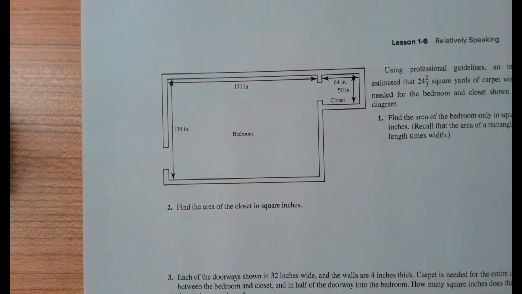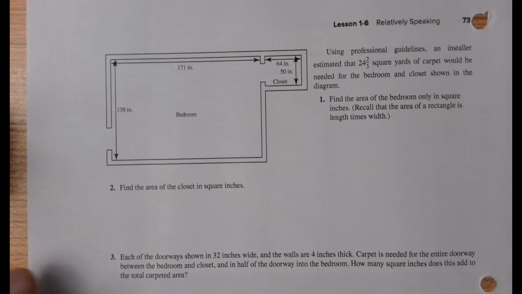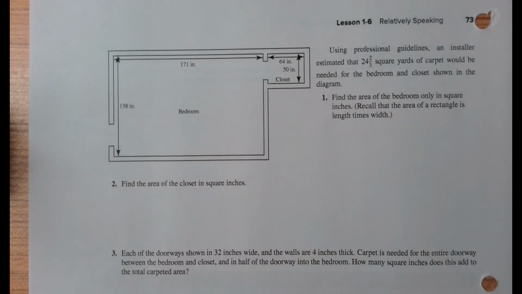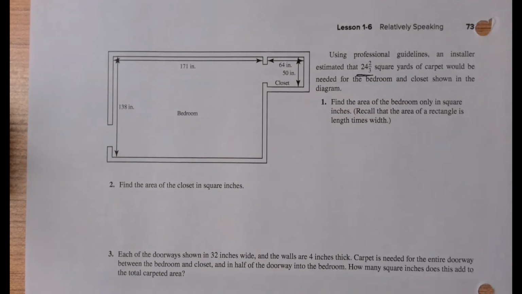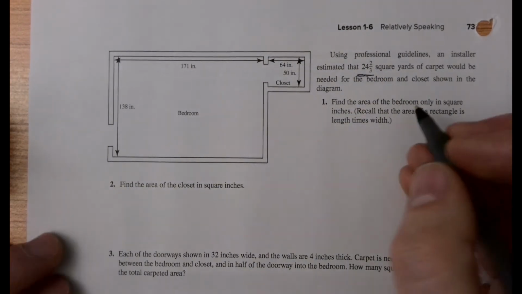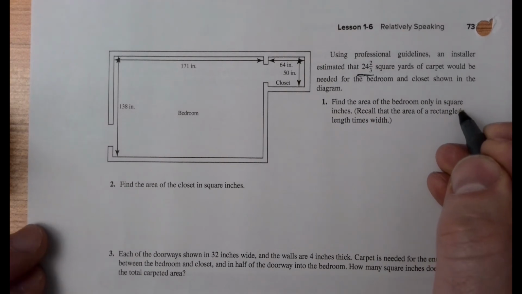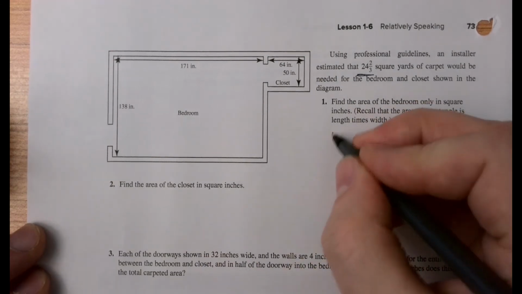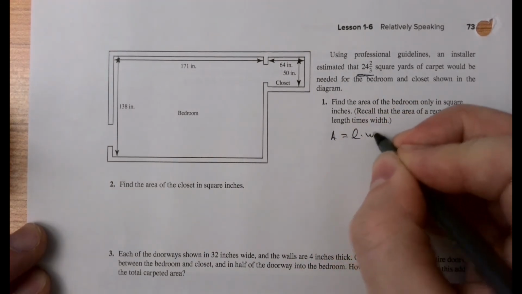So here's an example. First, we're going to do some conversion factors, some dimensional analysis. We've got a professional installer who estimates that the square yards of carpet for this particular bedroom is 24 2/3 yards, for both this bedroom and the closet. So we're first going to calculate the actual area, and then we're going to compare it to our professional installer's estimate. To find the area of the bedroom in square inches, the width and the length is how we calculate area. So he tells it to us as length times width.